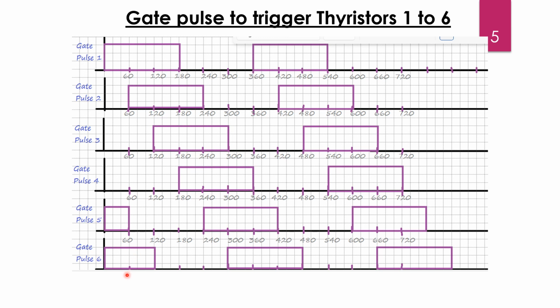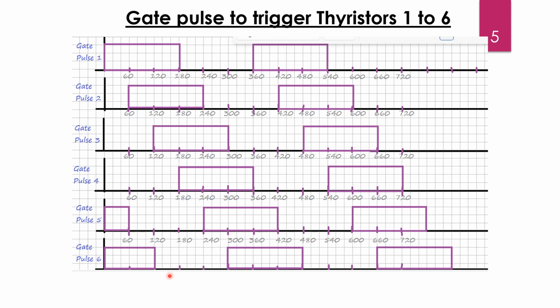Likewise, let us check the next step. For step 2, 60 to 120 degree, let us check which thyristors are being turned on. It is switch 1, switch 2 and then switch 6. For step 3, 120 degree to 180 degrees, it is again switches 1, 2 and 3.